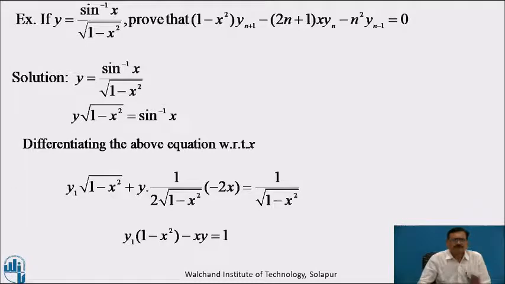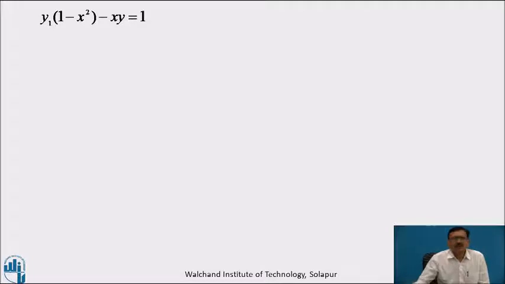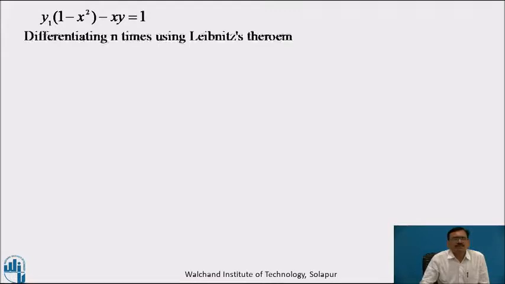Now here, multiplying both sides by square root of 1 minus x square, that is y1 into square root of 1 minus x square into square root of 1 minus x square means 1 minus x square, and here this 2 will get cancelled. What will we get? Minus x into y equal to 1, because you have multiplied both sides by square root of 1 minus x square. Therefore, after differentiating we get y1 into (1 minus x square) minus x into y equal to 1. And now we can apply Leibniz theorem to write the n derivative of this.